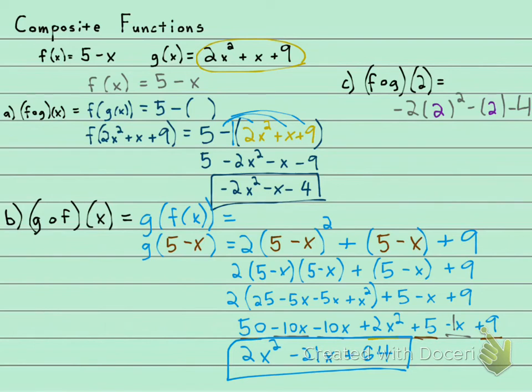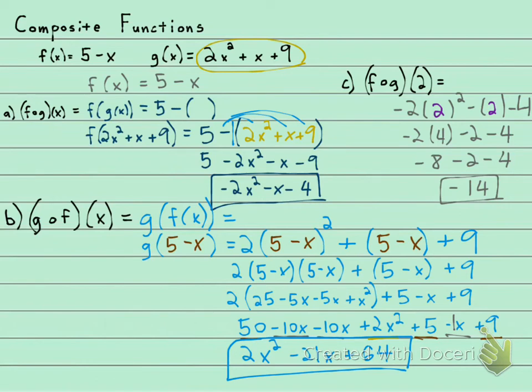Now let's do our order of operations. Parentheses first. 2 squared is 4. Multiplication next. Negative 2 times 4 is negative 8. Minus 2 minus 4. Put that in your calculator and you'll get negative 14. f of g of 2 is negative 14.